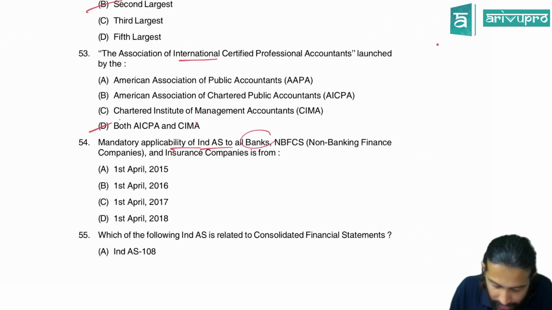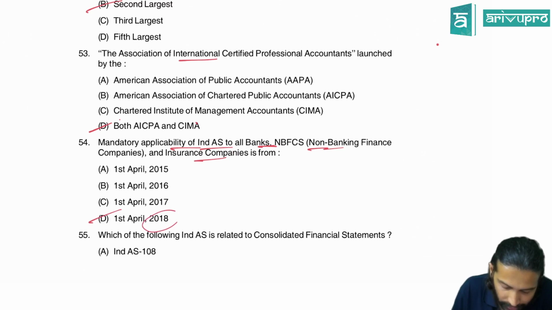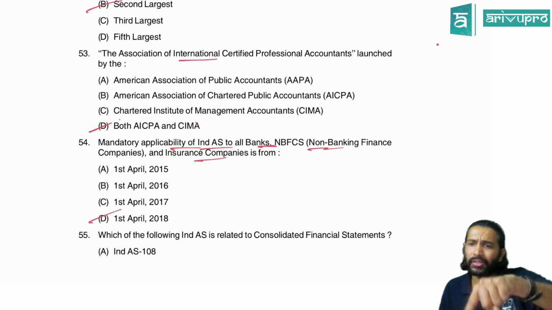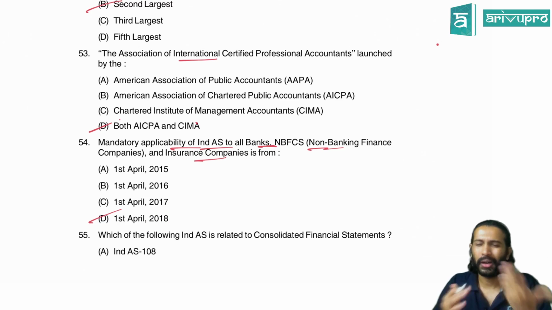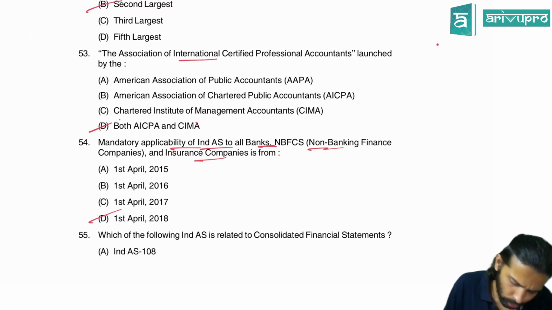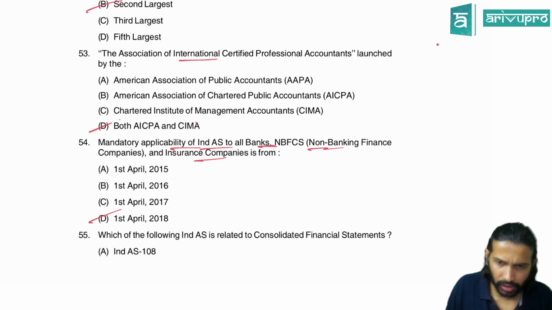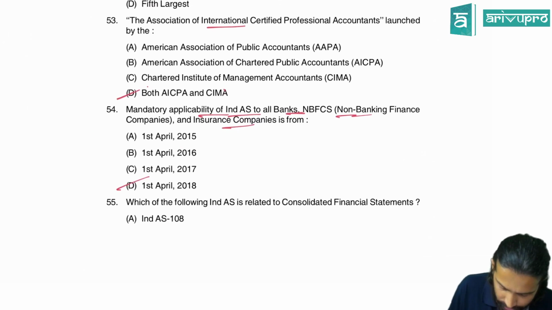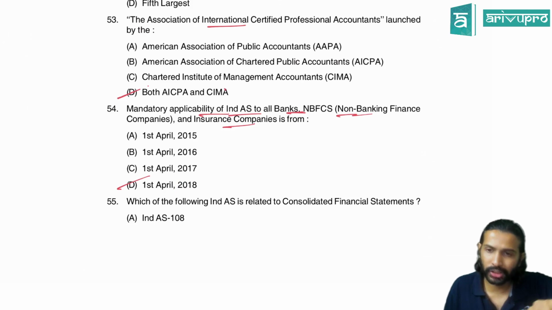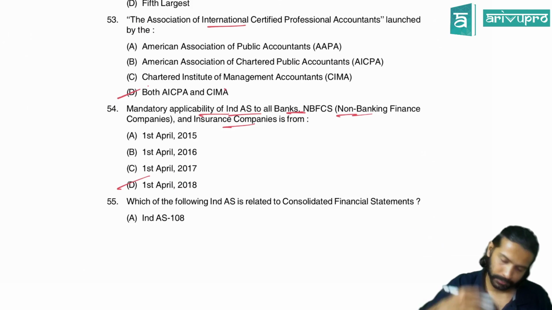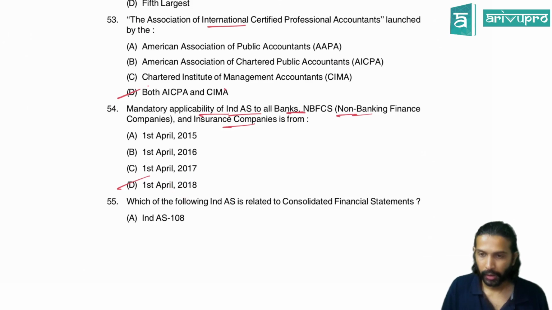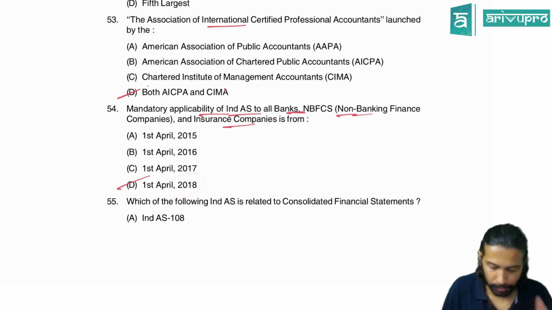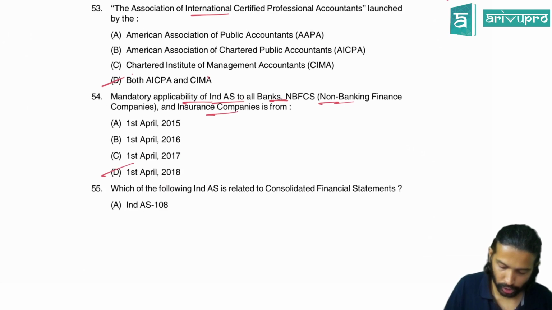Mandatory applicability of Ind AS for all banks, NBFC and insurance company is 1st April 2018. Actually, for insurance company it is wrong because for insurance company it is 1st April 2021. Even for banks they have pushed it, but they have not amended the study material. That is fine. So you select this. For NBFC, banks and all, it is 1st April 2018. For insurance company, this is wrong, however. They pushed it. No worries. You can ignore that and select this as the right option. Compulsorily, those companies have to apply Ind AS from this particular date. They don't have any choice for that.